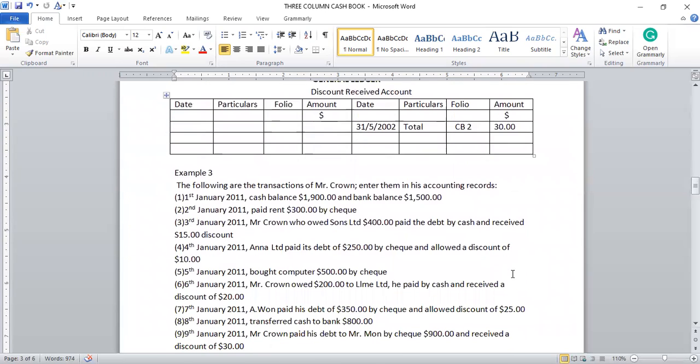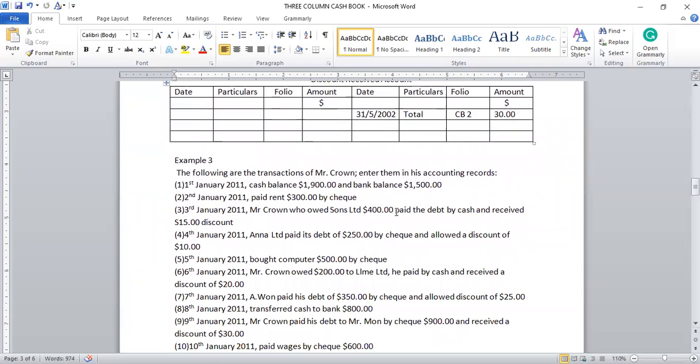Now let us look at a comprehensive example. So we are going to look at this example 3 and record the entries in the three-column cash book. The following are the transactions of Mr. Crown. Enter them in his accounting records. So let us go to 1. 1st January 2011. Cash balance $1,100 and bank balance $1,500. 2. 2nd January 2011. Paid rent $300 by check.